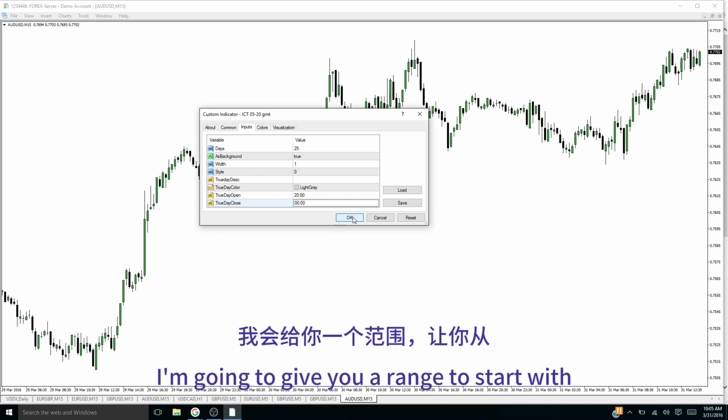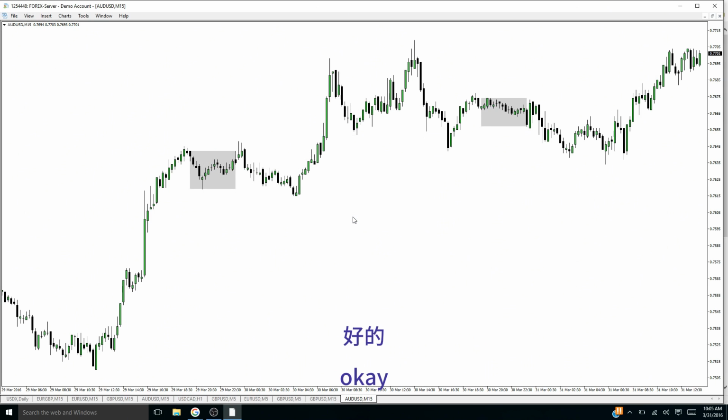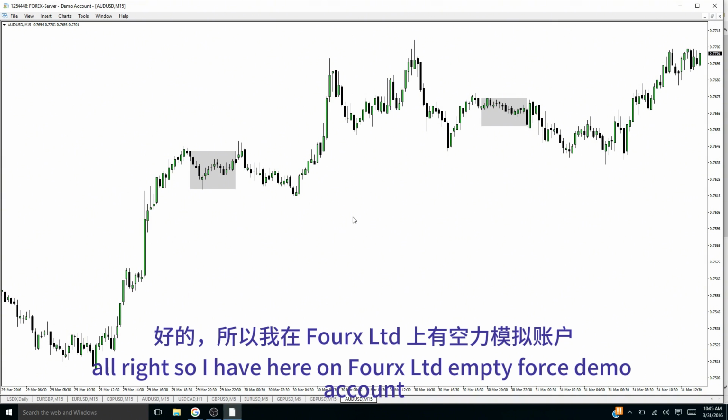Now I'm going to give you a range to start with, and we're going to fine tune this as we go. Okay. All right, so I have here on Forex Ltd MT4's demo account.